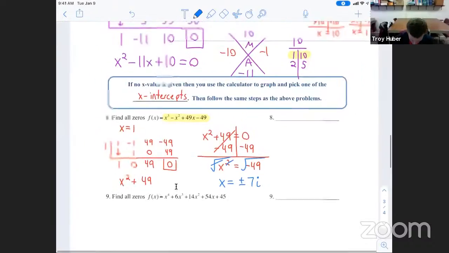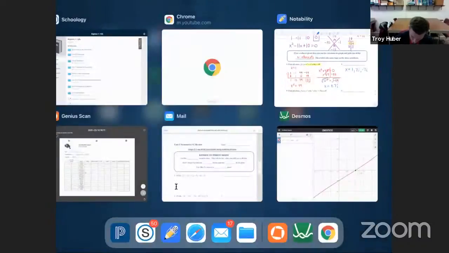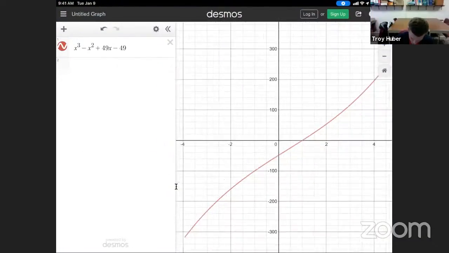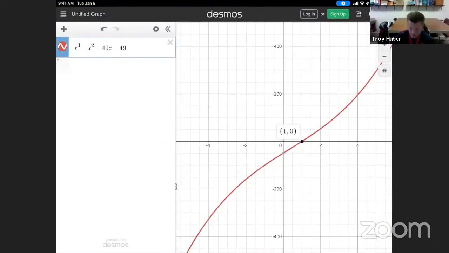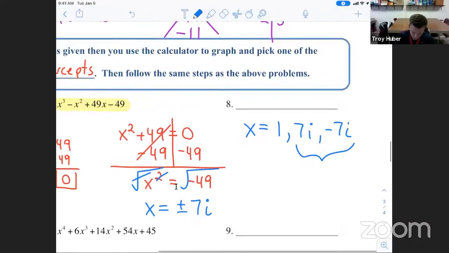All right, so in this one, we would have x is equal to 1, 7i, and negative 7i, which is why on the graph, we only see one x-intercept when really there should be 3 of them. We only see 1 because these 2 are imaginary. Okay, that's why we needed this one from the calculator.